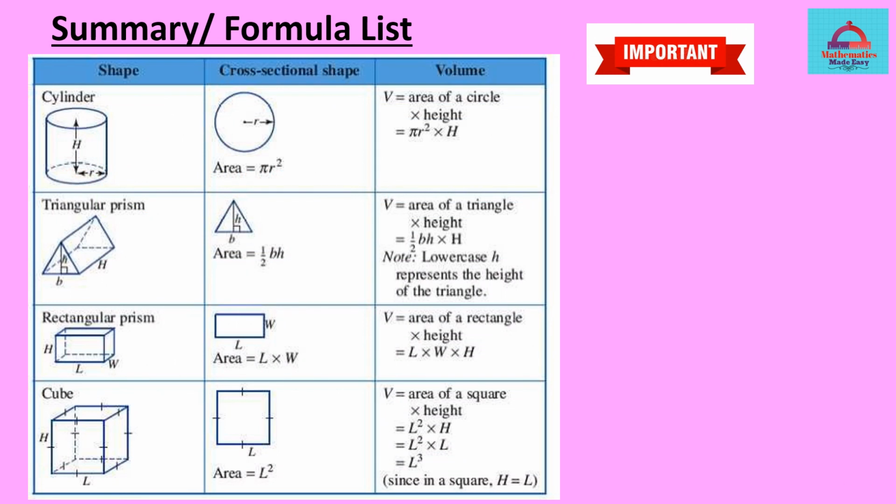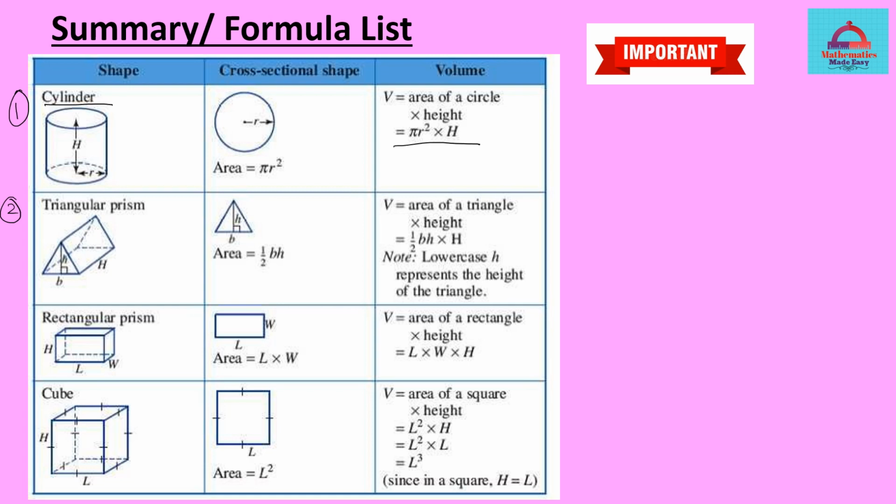So let's see what we've learned today. Let's summarize the lesson. So in the lesson today, we have seen for two solids, cylinder and prism, how we find the volume. So this is a formula list. You can remember, it's really important. So number one, for cylinder, if you see the base or the cross-sectional shape is a circle, the formula for volume comes out to be pi r square h.